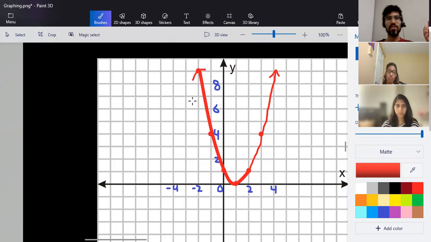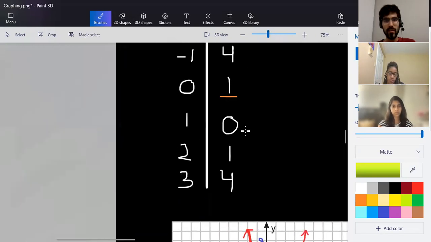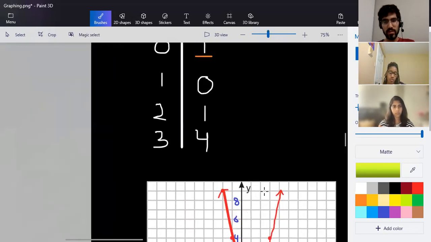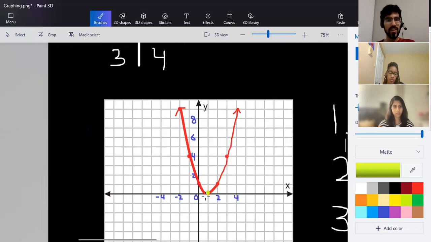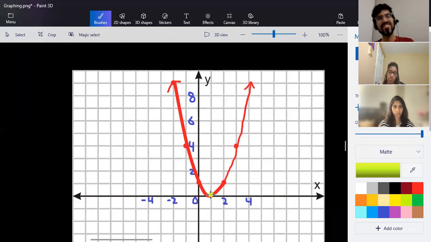So two things I want to point out here. Very important, actually. One thing is this point over here is special. This point over here is the lowest point in this parabola. It has the smallest y value. You can see over here, the y value is 0. That's the smallest it gets. This is a very special point, okay? This is the vertex of the parabola.